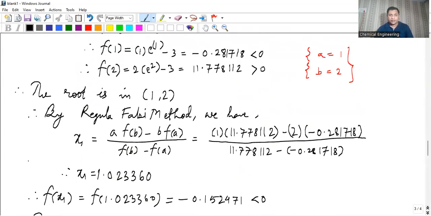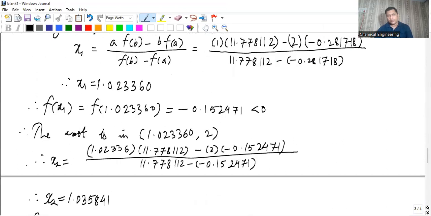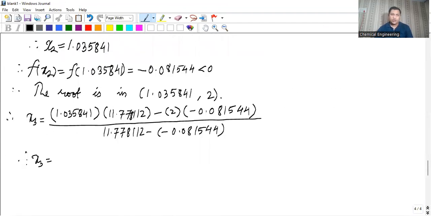So in the example, we want to find the answer correct up to 3 decimal places. But we can see that we have matched 1.0. So we have not even matched 2 digits after the decimal point. We got only one digit matched after the decimal point, that is 1.0. So let us see what this value is going to be.